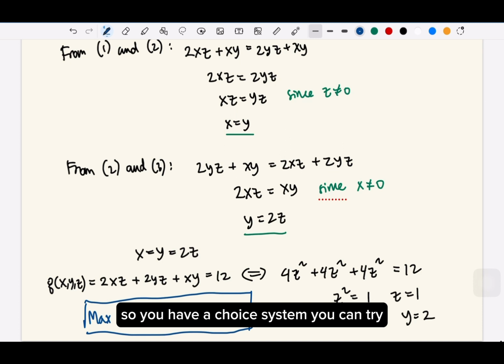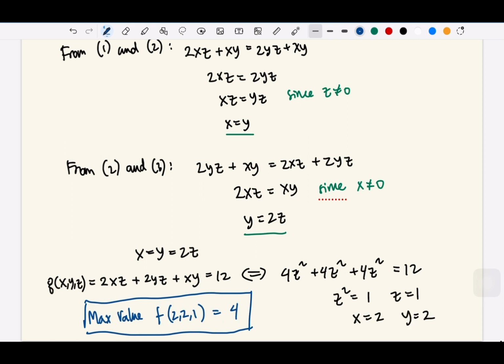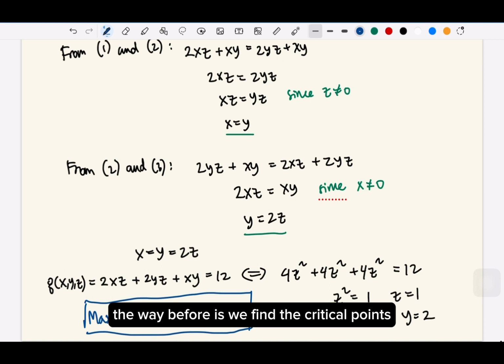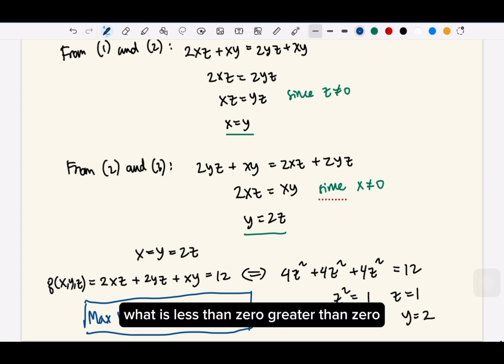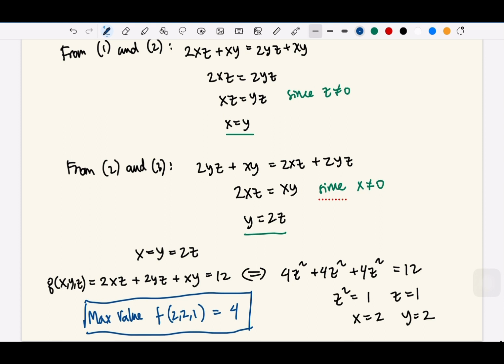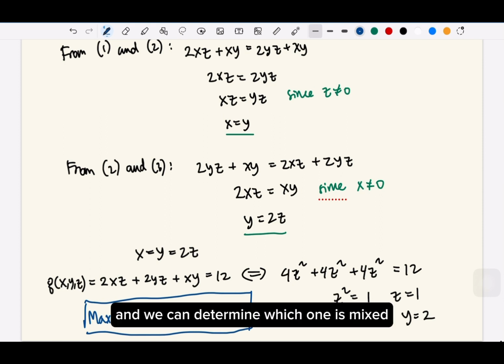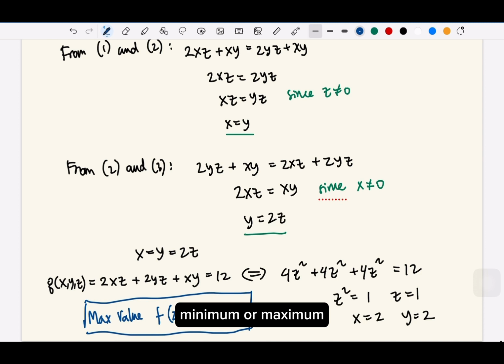So you have a choice now: if you try to solve the maximum or minimum value with Lagrange or with the method that we did before. The way we did before is we find the critical points and then we check the critical points. We can check through the second derivative test, if you remember. So we have partial xx, partial xy, partial yy, and then we check with the determinant, the D, whether it's less than 0 or greater than 0. And then we can determine which one is minimum or maximum.